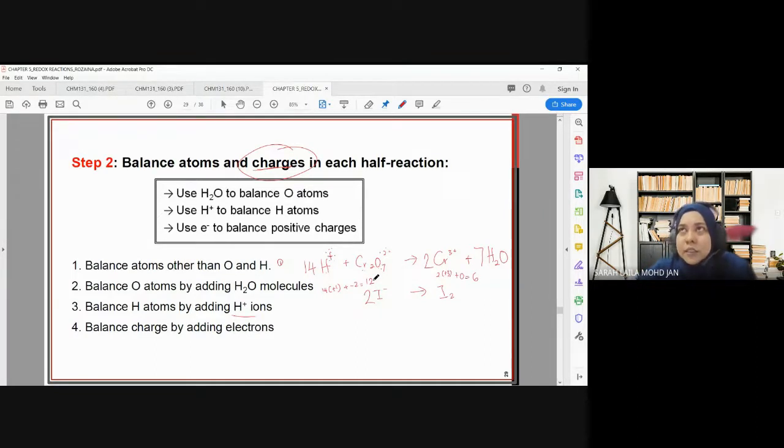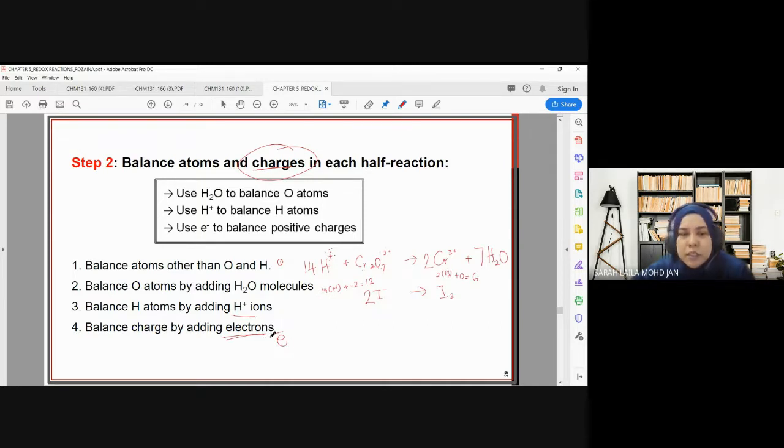Kalau it is a simple chemical reaction, this is enough, right? But this is redox. Bila redox, you have to balance the charge as well. You kena balance juga charge. So 12 and 6. So in order to balance the charge here, we have to add electron. E.